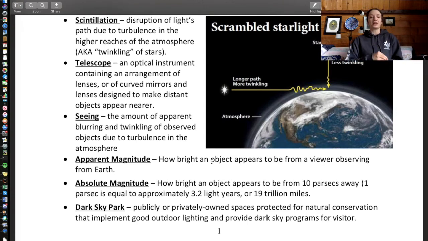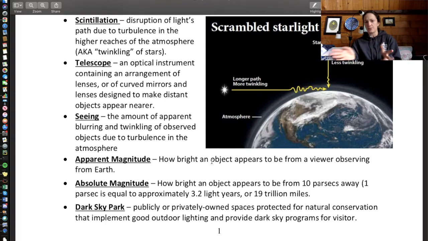So 1 parsec is equivalent to 3.2 light years, and for the absolute magnitude, the distance between your observer and the object you're looking at is always set at the same thing. So that way you can truly tell how bright an object is. Because if you were looking at one of the brightest stars in the sky and, say, our sun, right? Our sun is a mid-type star, it's a G-type star, and the brightest stars we've ever seen are O-type stars.